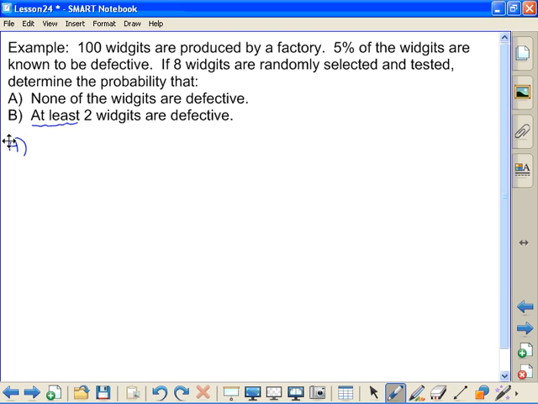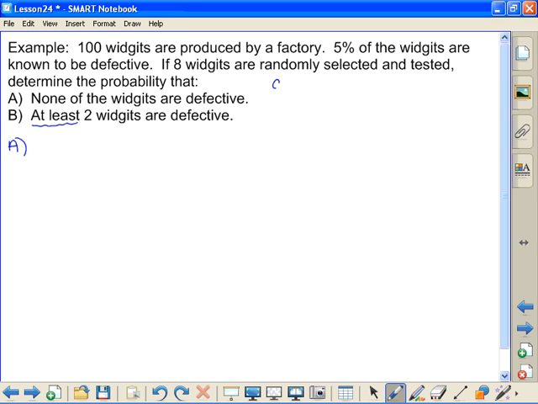So, A part, let's deal with our values. Why is it hypergeometric distribution? We're taking a widget out, we're testing it. It can't be replaced back to the line. I don't want to test it again. I already know it's defective. So it's taken out, so it is dependent events here.